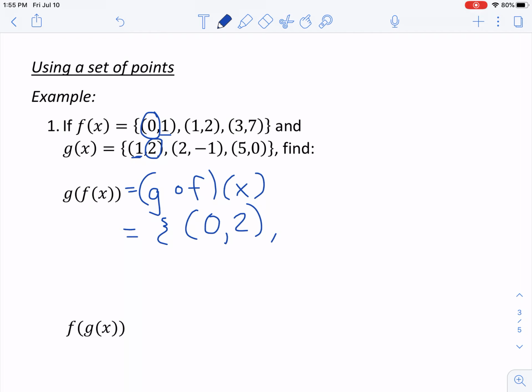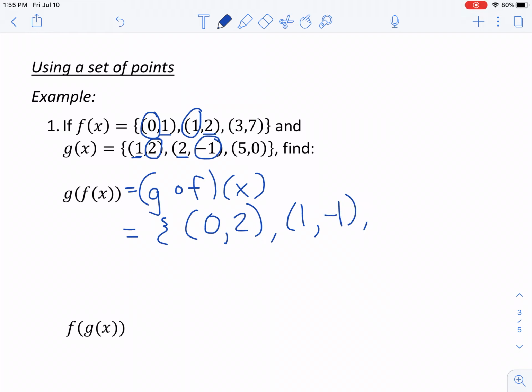Okay, so we're going to move on to the next point. So I'm starting again with f as the inner function. So I'm starting with x equals 1. When x equals 1, f at 1 is 2. And g at 2 is -1. Again, you have that range from the first function matching up with the domain of the second function. So I just record the original x that went in, 1, and the final output was -1.